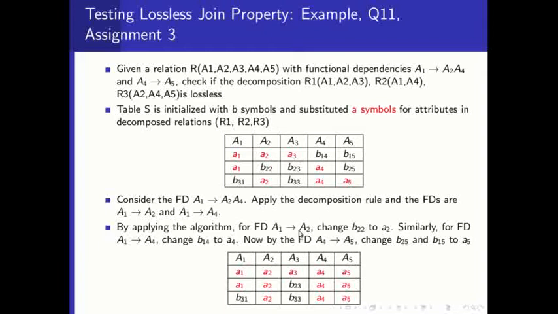Corresponding to A1 determines A2, change B22 to A2. Similarly, FD A1 determines A4, change B14 to A4. Now by the FD A4 determines A5, change B25 and B15 to A5. That is the change we have made from the B symbols. Now you got a row with completely A symbols. That is why this relation decomposition is a lossless join decomposition.